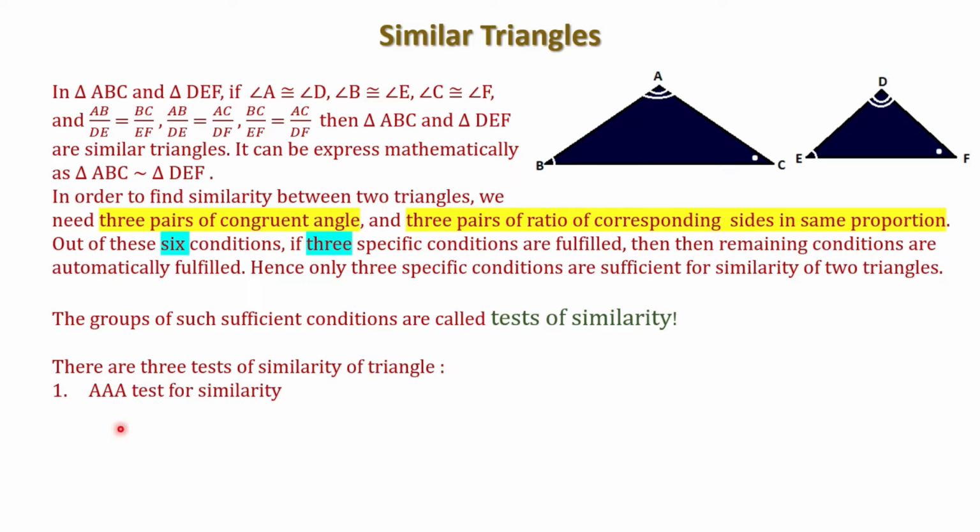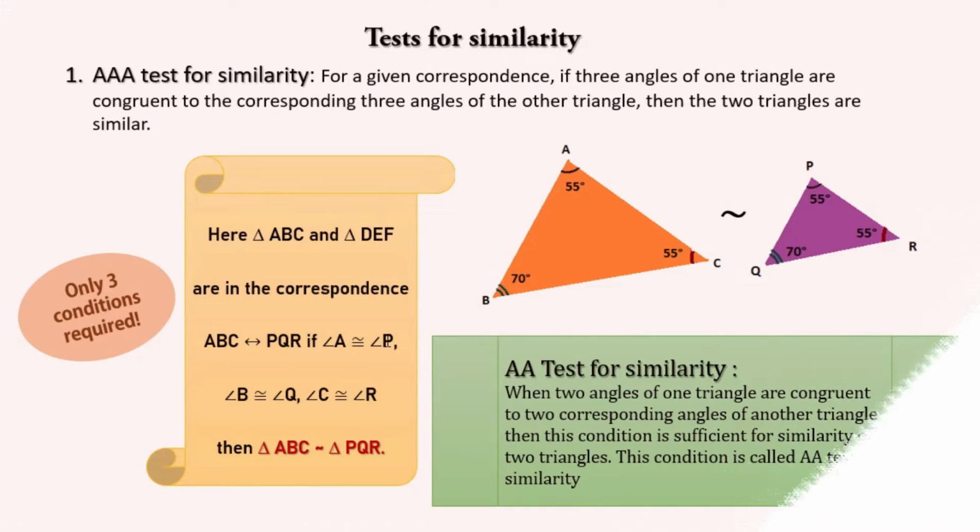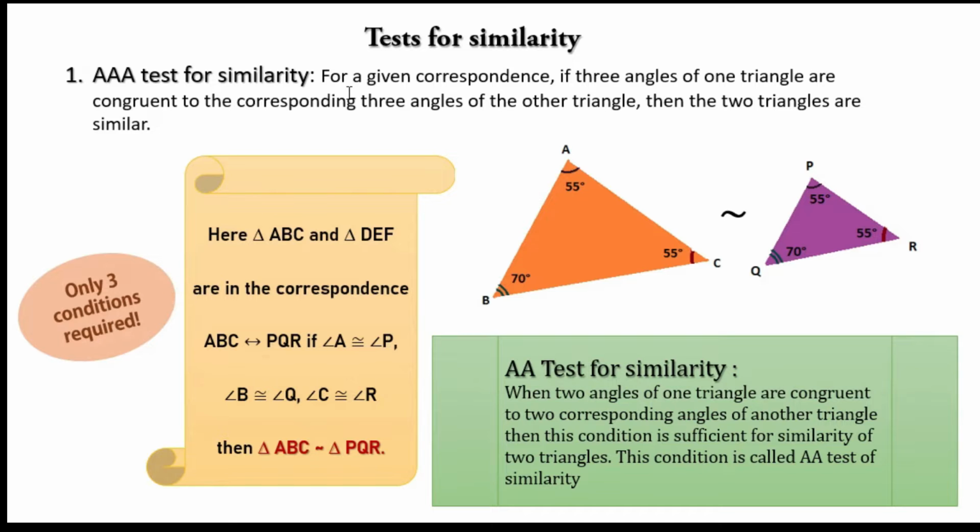There are three tests. The first test is the AA test of similarity. The second is the SAS test for similarity. And the last one is the SSS test for similarity. Let's discuss each test one by one. The first test is the AAA test for similarity. The statement of this test is, for a given correspondence, if three angles of one triangle are congruent to the corresponding three angles of another triangle, then the two triangles are similar.